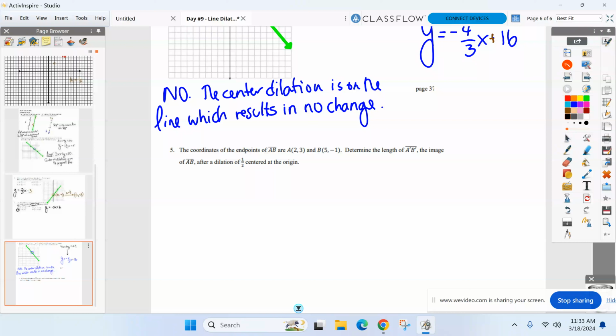First, can we clap it up? Have a big celebration. If you're going to determine the length of A prime B prime, what's coming up here? Distance. Yeah, anybody? Just me again. As usual, nobody's excited on a Monday to use the distance formula.